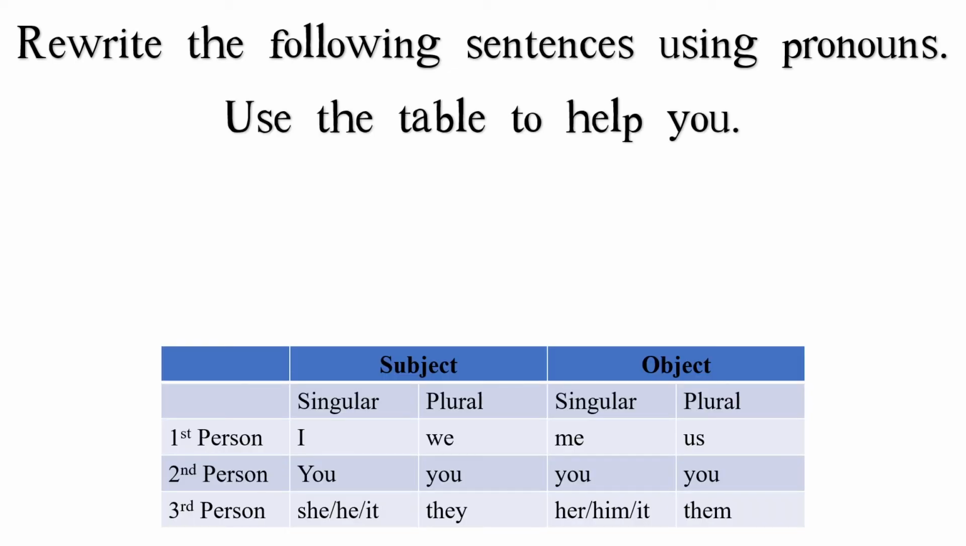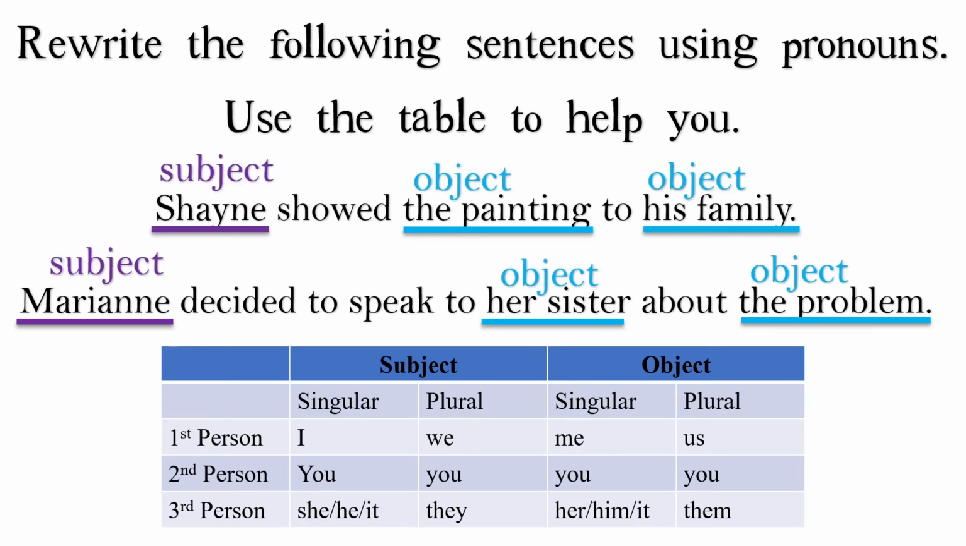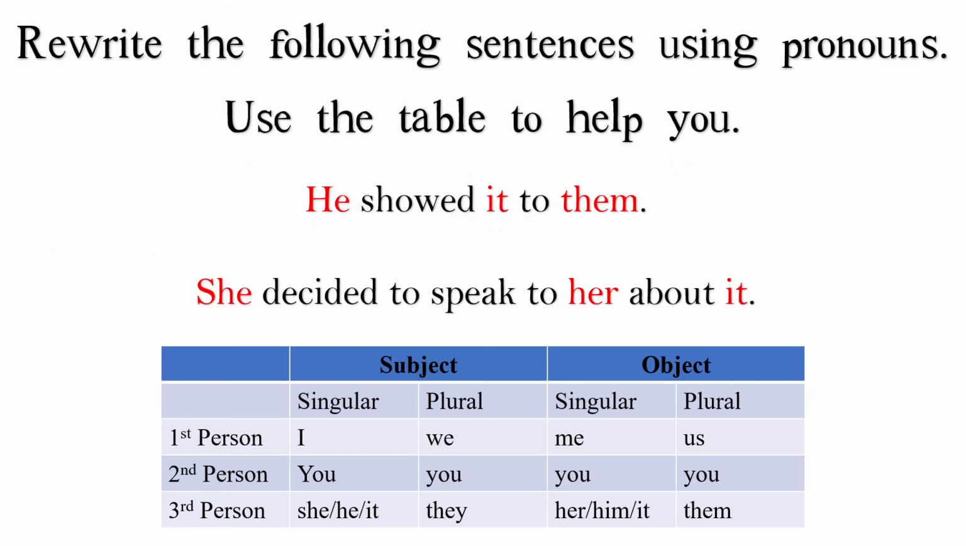Rewrite the following sentences using pronouns. Use the table to help you. These are the subjects and the objects to help you out. And here are the answers. He showed it to them. She decided to speak to her about it.